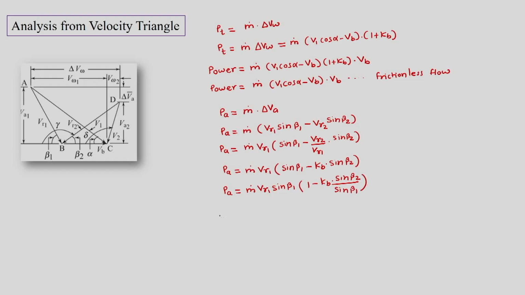When the blades are said to be symmetric, blades will have beta 1 equal to beta 2. So then this would get cancelled, and for symmetric blades PA is equal to m dot VR1 sin beta 1 into 1 minus Kb, that is only for symmetric blades. Okay, so knowing this, we can go ahead and derive the next part.